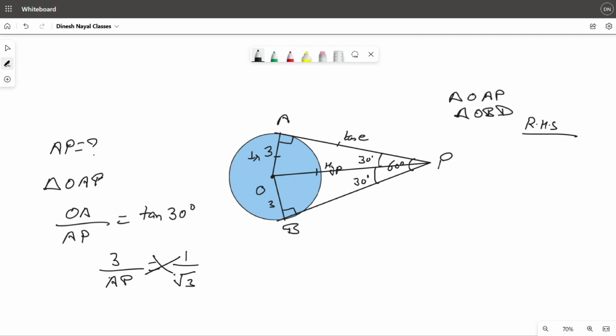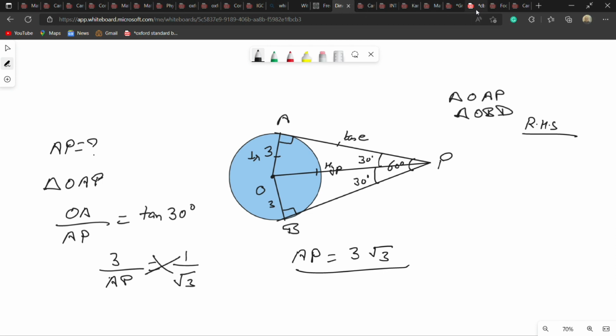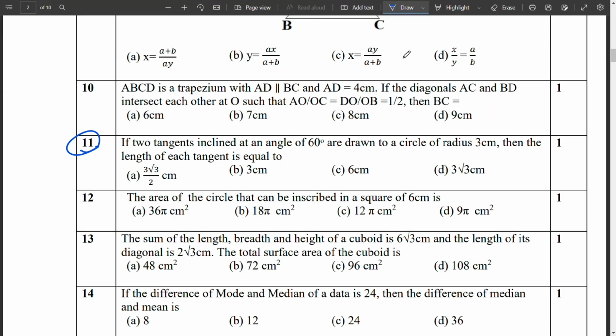Now if you cross multiply, what will AP be? AP will be 3 root 3. Since AP and BP are equal, both tangents will have equal length, which is 3 root 3. Now coming back to the question to see which option is correct. Let's go back to the question. We see option D, which is 3 root 3. So option D is the correct option over here.